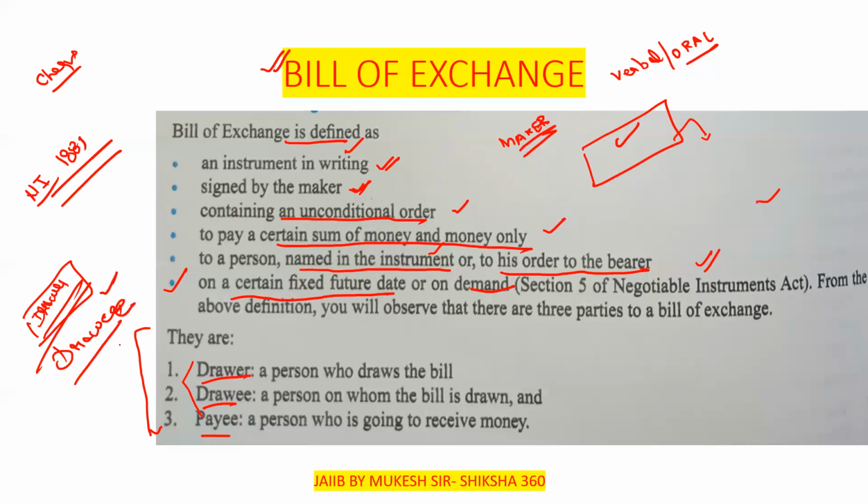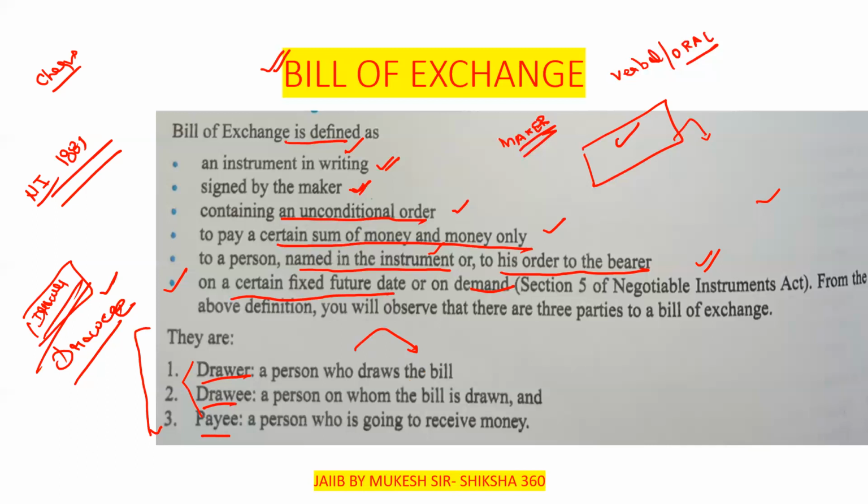The drawer is a person who draws the bill. The drawee is a person on whom the bill is drawn, that is, the one who has to give the money on a certain fixed future date. The third one is the payee.